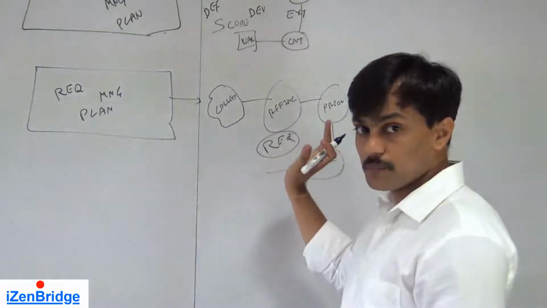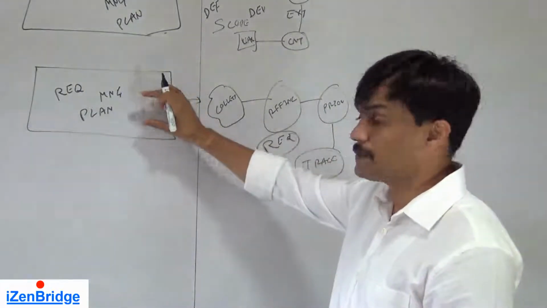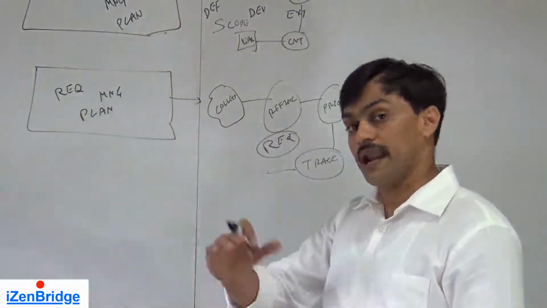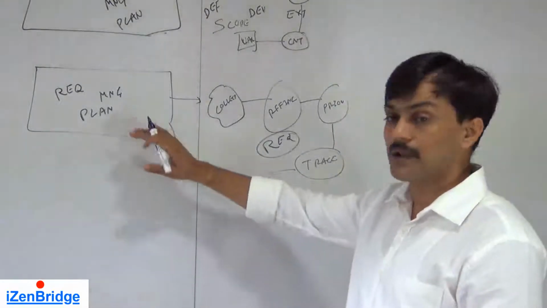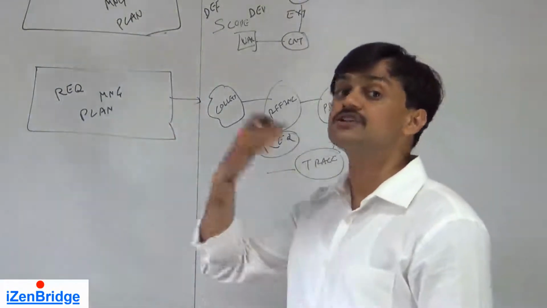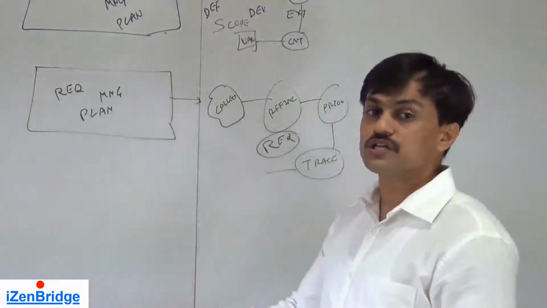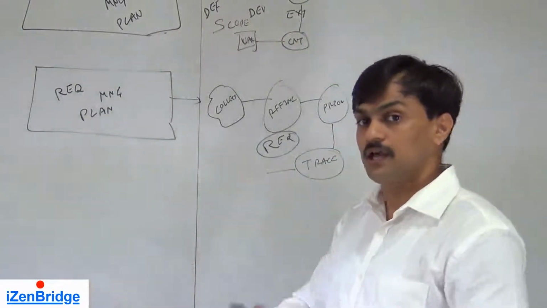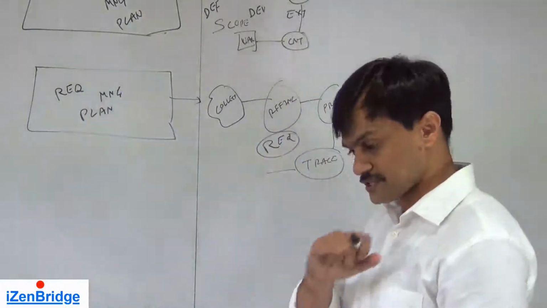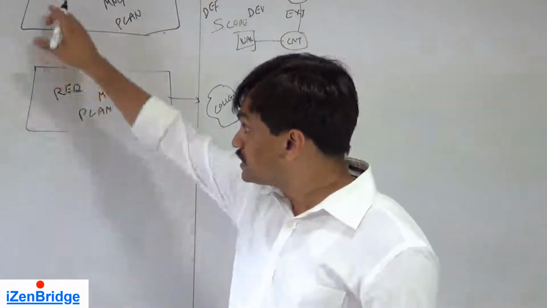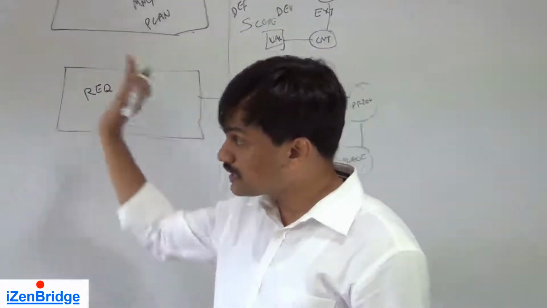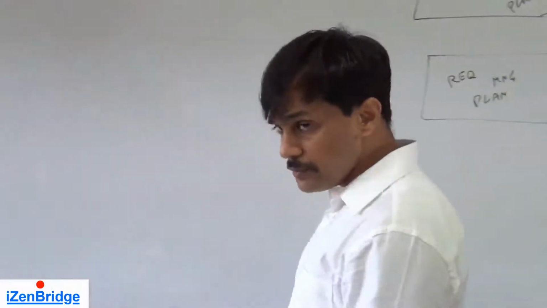If you talk about process direction, requirement management plan is an essential input for collect requirement. Requirement management plan is an essential input for validate scope. It is also used as a part of project management plan in the control scope process. So how do we create these two outputs? Let us look at inputs and tools and techniques.